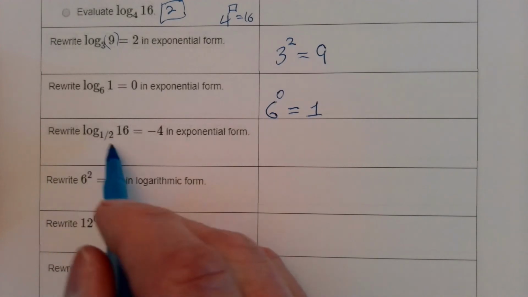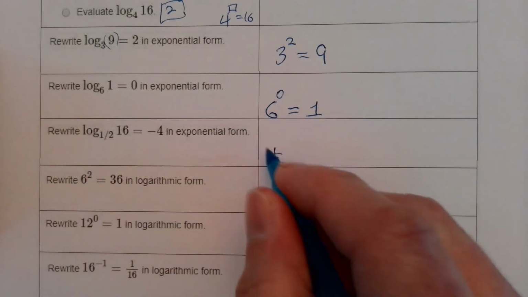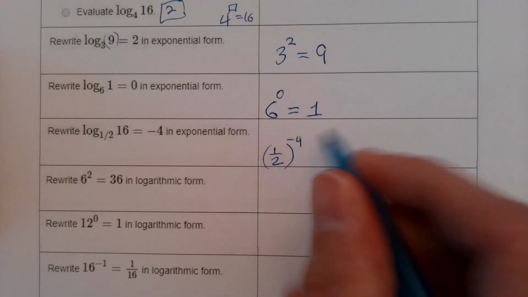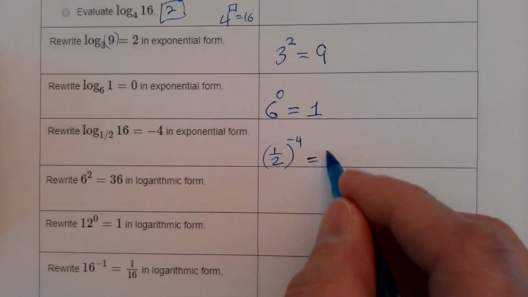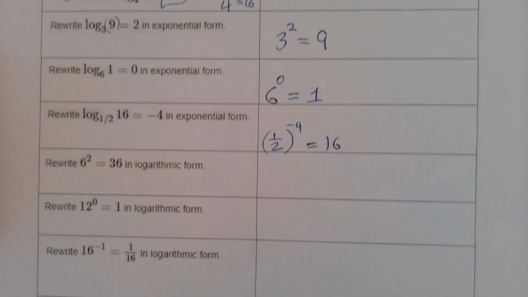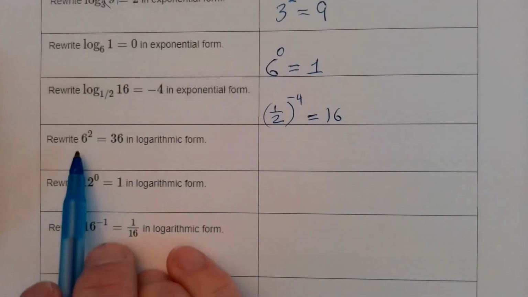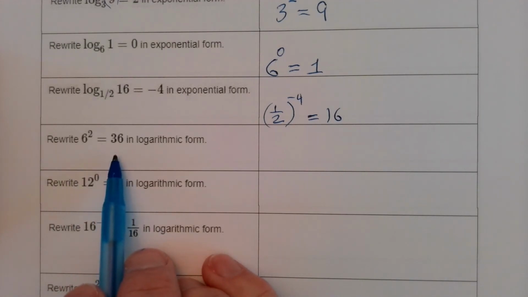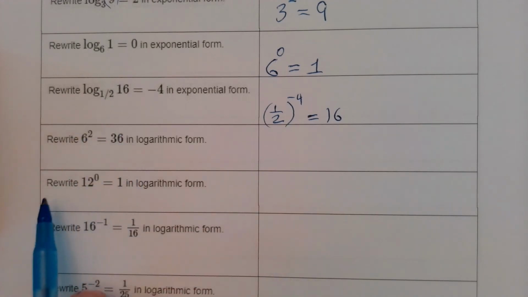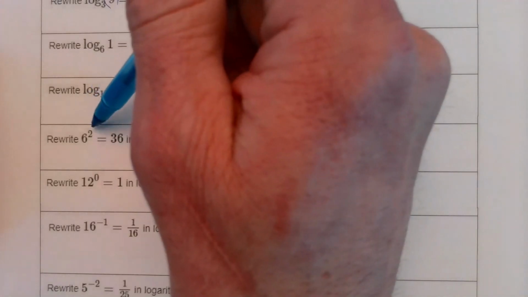Base 1/2 log of 16. So take a half and raise it to a -4 power, because that's what logarithms are. They're exponents. And you get 16 for an answer. You might want to convince yourself that's true. Okay, now we're doing the inverse of that. They give you a power problem. They want you to write it out as a logarithm question. Well, if this were a logarithm question, one of these three numbers would be missing. Yeah, it would be missing. Which one? That 2 would be missing.